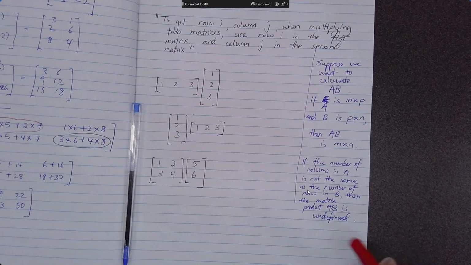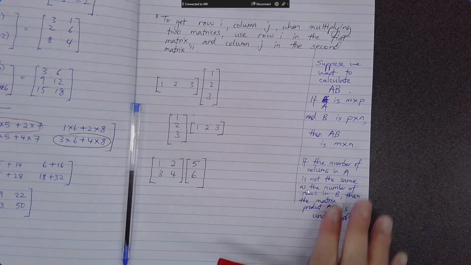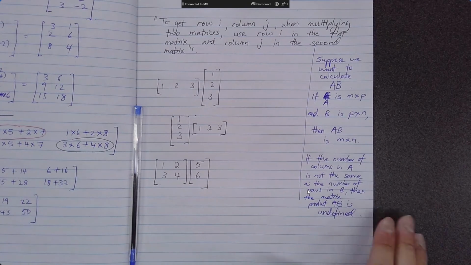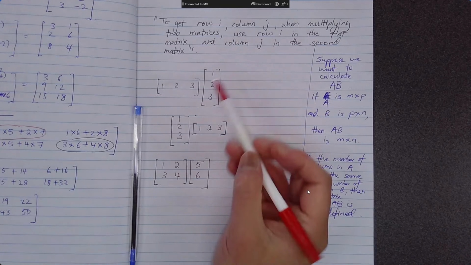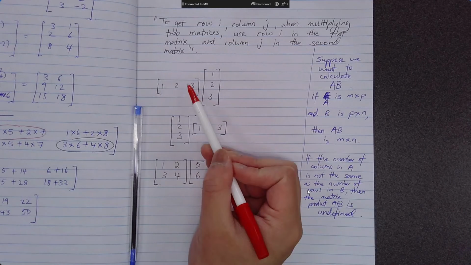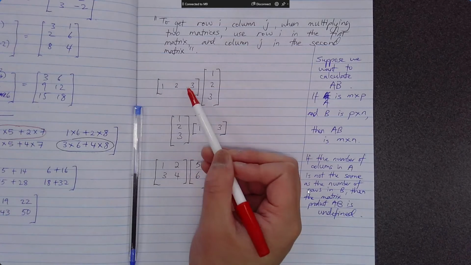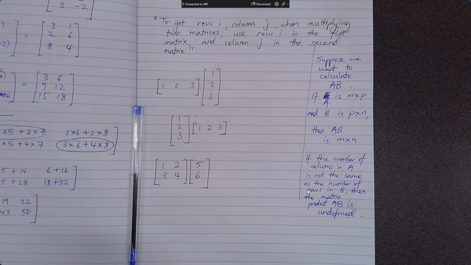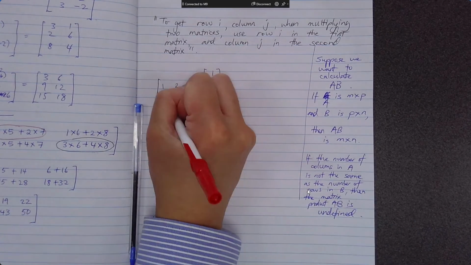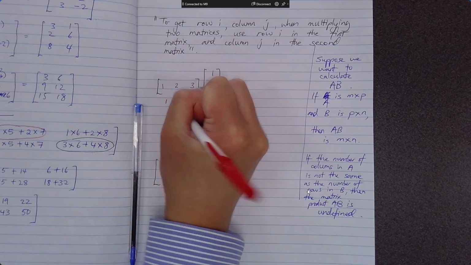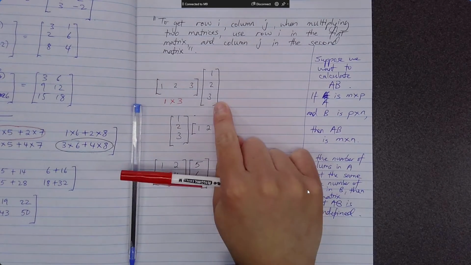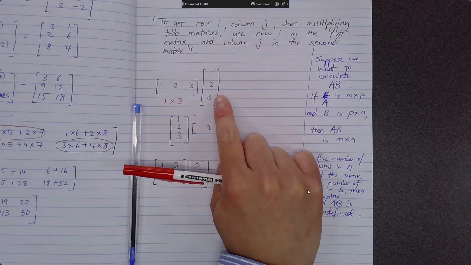Okay. If you're copying this down, that's fine. But follow along with me here. What's the order of this matrix here? 1 times 3. So remember, it's rows times columns. So there's 1 row and 3 columns. What about this matrix? What's the order of this one?